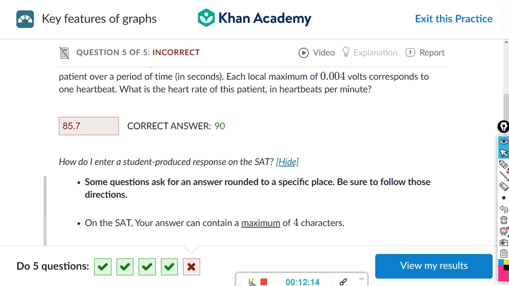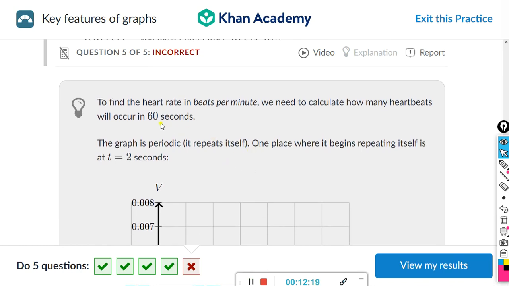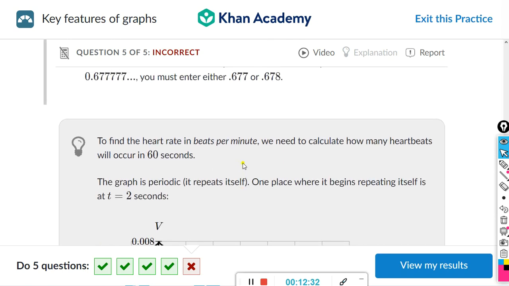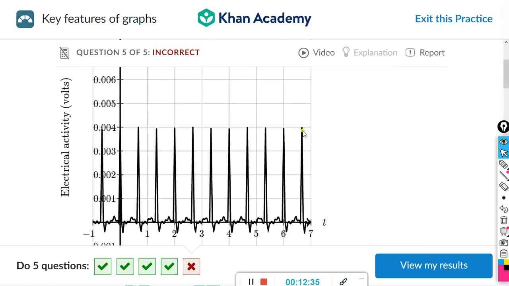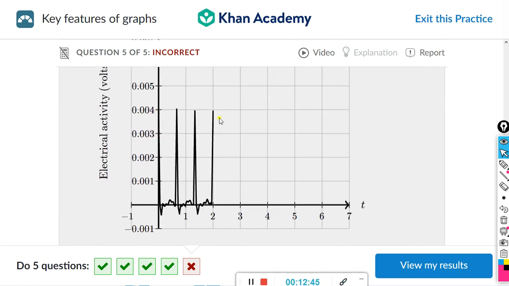Oh, hold on, let's see. All right, I don't like their answer, really. Okay, it says one place where it begins repeating itself is at t equals 2 seconds. So they say 1, 2, 3. They say it beated 3 times in exactly 2 seconds. All right, so I guess my answer wasn't exact enough because I counted 10 in 7 seconds, but this isn't exactly at 7. All right, so they said it's exactly 3 heartbeats in 2 seconds. So you multiply the 3 by 30 and they get 90.